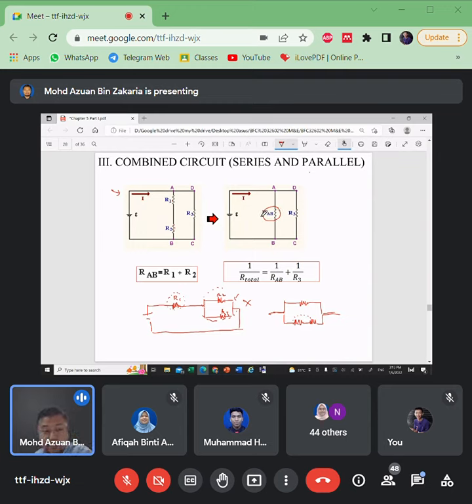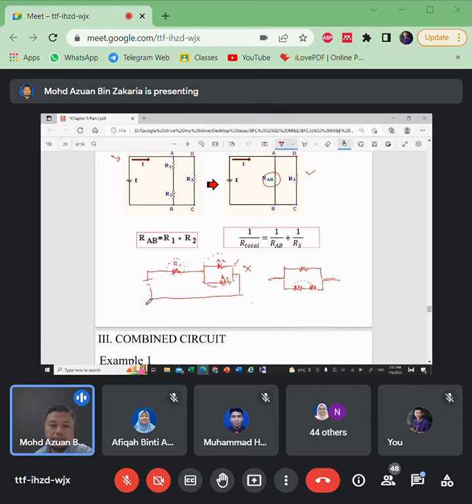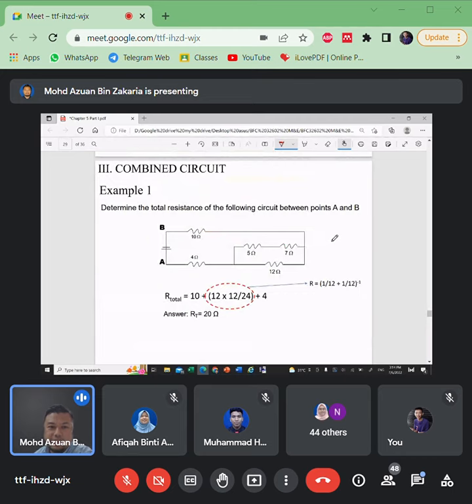Sorry, in Malay: in this condition, we can simplify by adding up the total, and we will get one value that represents the resistance in this circuit. Okay, and then we can calculate as usual. This is one example, and another example is like this. But in this example, we need to calculate different parts separately. All right, example number 1.